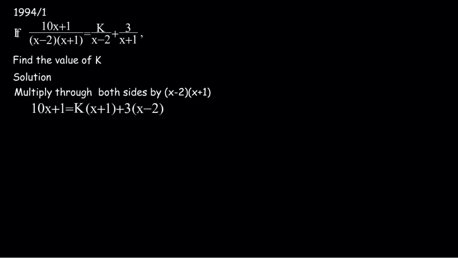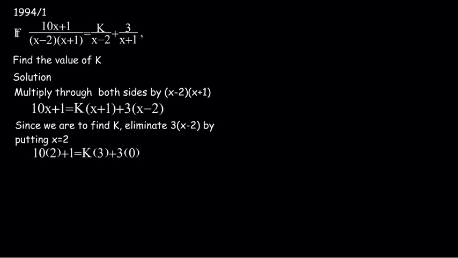Doing so, it becomes 10s plus 1 equals k in bracket s plus 1 plus 3 in bracket s minus 2. Since we are to find k, we are going to be eliminating the 3 in bracket s minus 2 by putting s equals 2. Doing so, it becomes 10 in bracket 2 plus 1 equals k in bracket 3 plus 3 in bracket 0. 3 times 0 is obviously 0, so we are left with 21 equals 3k. Dividing both sides by 3, k will be equal to 7.